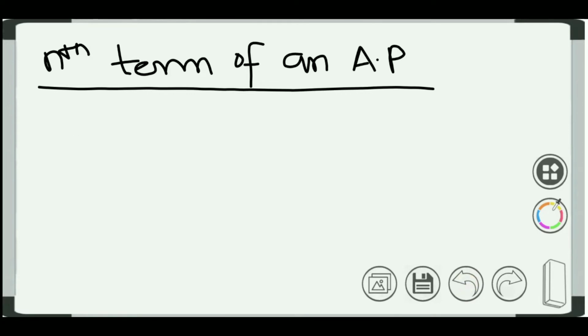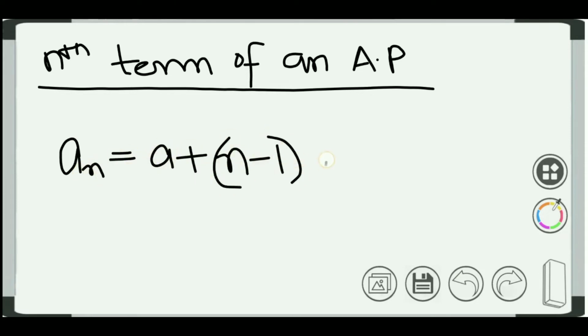We have a formula that we already discussed in the last class. An is equal to a plus (n minus 1) into d. So this is the formula to find the nth term. Okay.